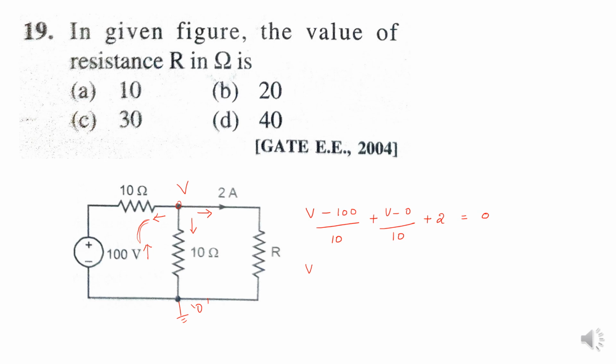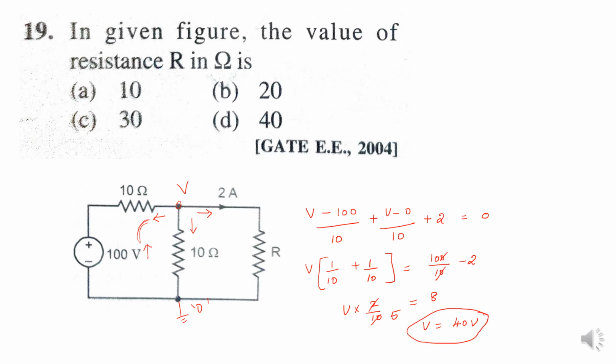So first of all I have to separate V. V of 1 by 10 plus 1 by 10 is equal to 100 by 10 minus 2. 10 minus 2 is 8. Here V into 2 by 10 is 8, so V is 40 volt. The first answer is okay.